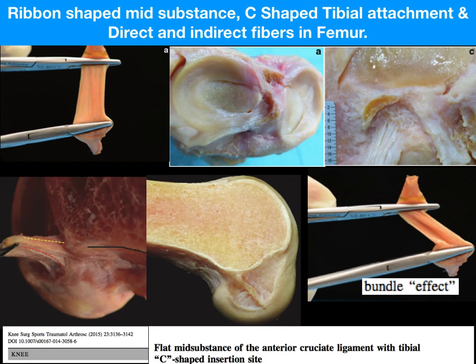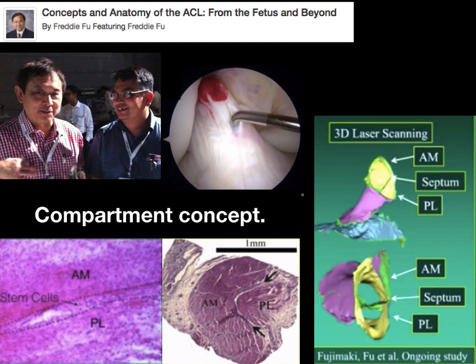The ribbon group says that the ACL is flat in its mid-substance, it has a C-shaped tibial attachment and has direct and indirect fibers in the femur. However, if you carefully read their article, you will find the description of the bundle effect of the ribbon-shaped ACL. I am personally a big fan of Dr. Freddy Fu and his research. His compartment concept feels more appealing to me. He has proved histologically and biomechanically the septum creating the bundles. So it is the septum which divides ACL into AM and the PL bundle. If we remove the septum, the bundle structure is lost.